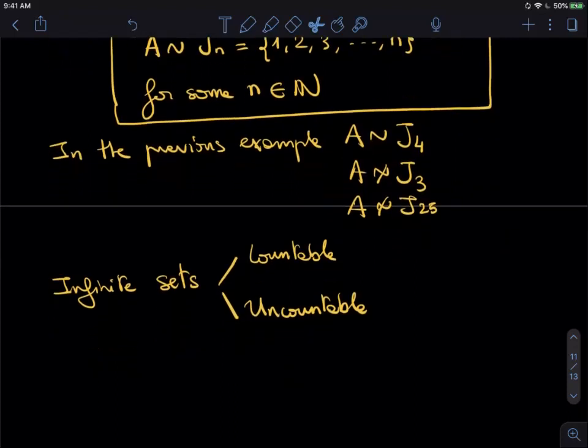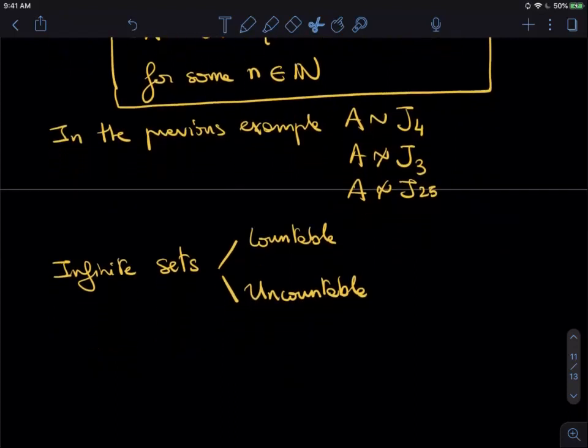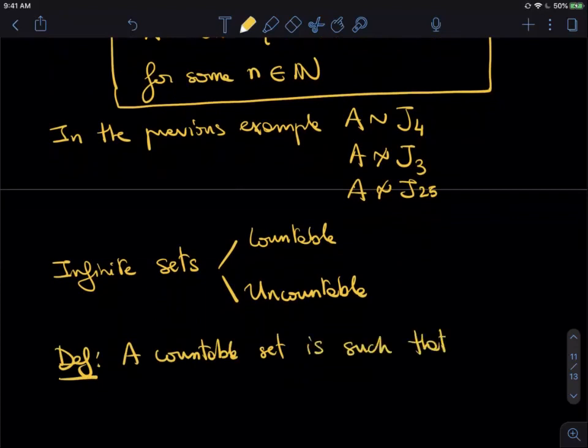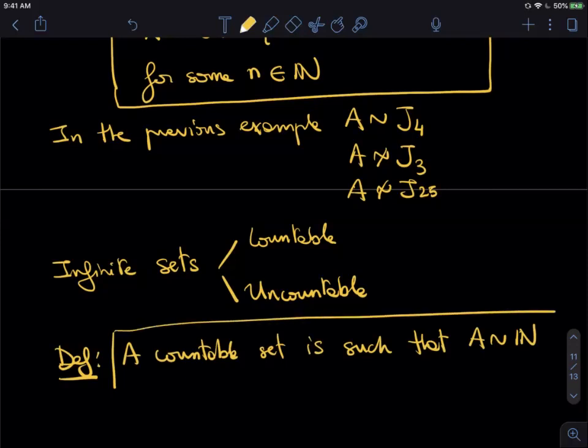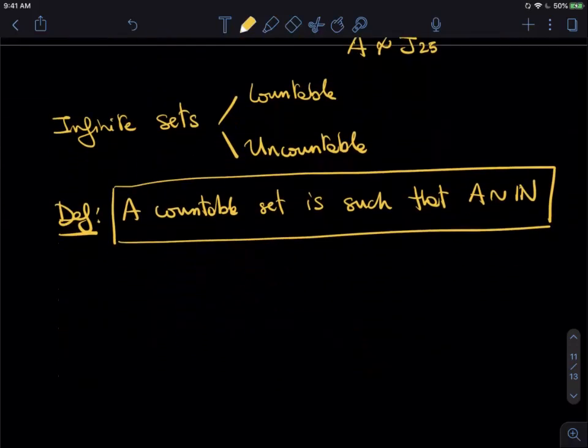So what is precisely a countable set? A countable set is such that it can be put in relation with the natural numbers. So it's equivalent to the natural numbers. In a way, you can arrange the set like a sequence.